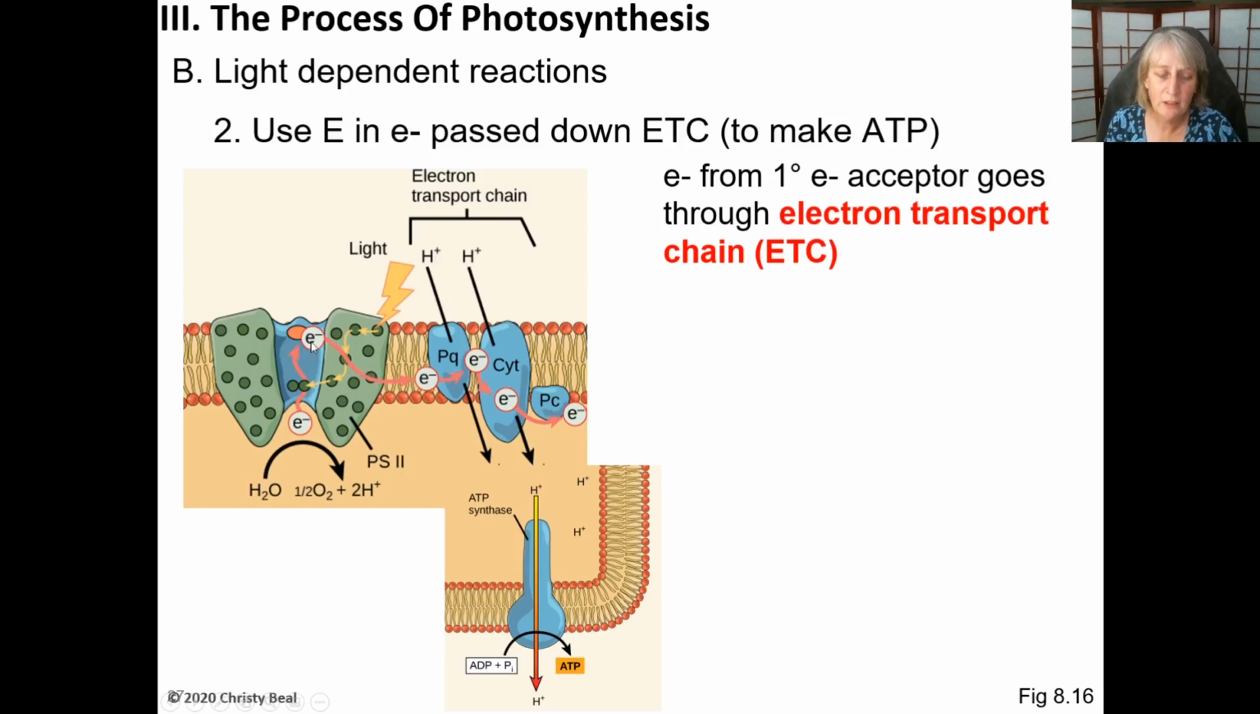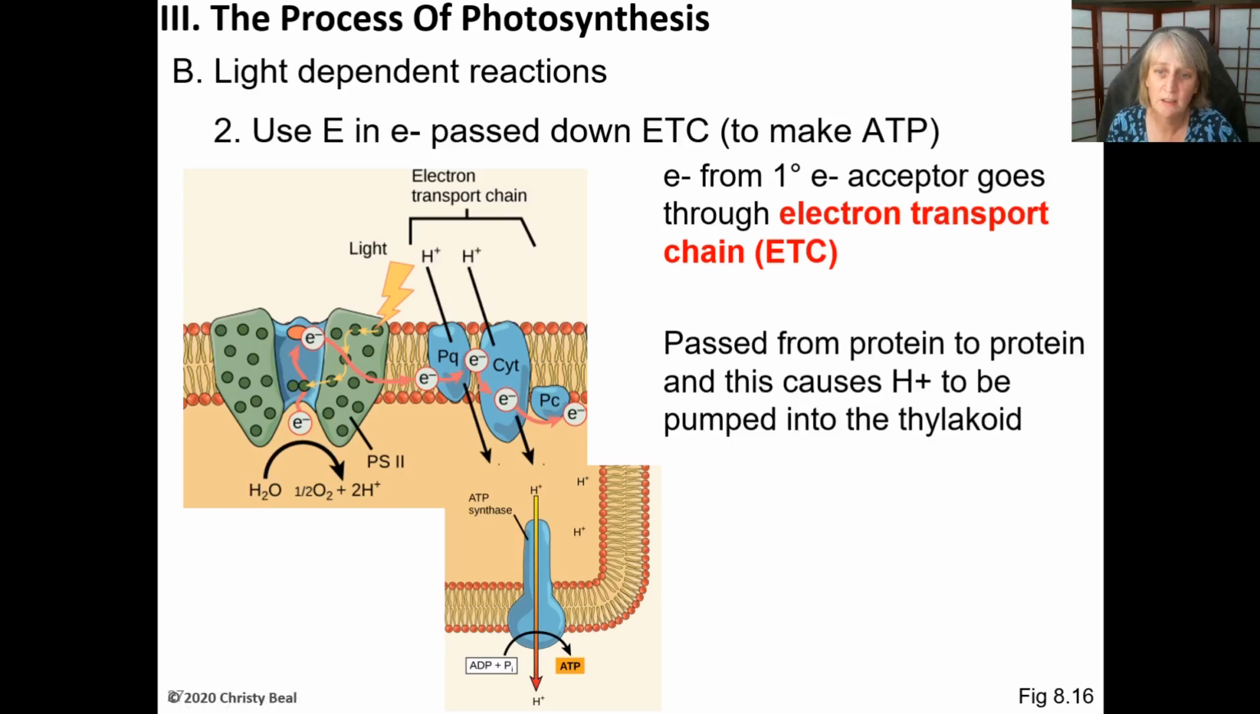So this electron, excited, is passed to this first protein in the electron transport chain. As it keeps getting passed through these proteins, as this one loses an electron, it becomes oxidized. The oxidation of PQ is the reduction of CYT, and the electron, as it's passed, causes this protein to pump a proton through into the lumen of the thylakoid. These are proton pumps. They pump based on their oxidation and reduction.